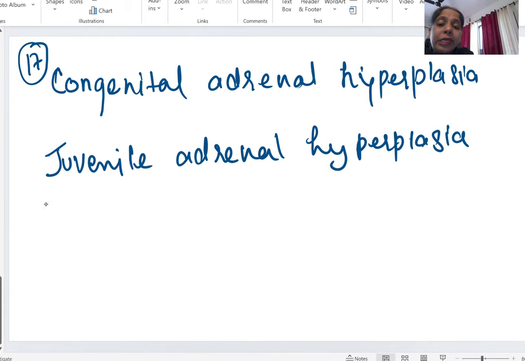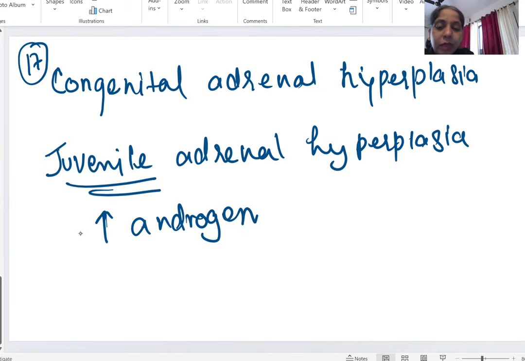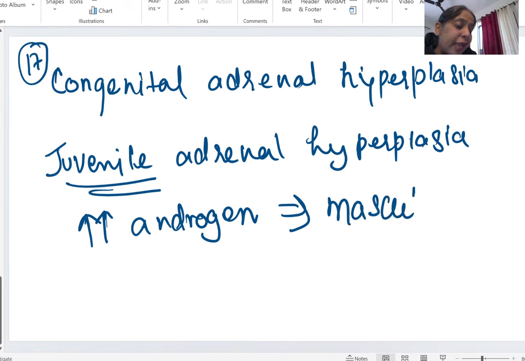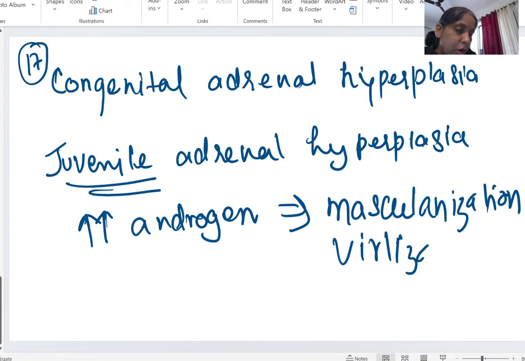But now in the juvenile age, this girl will have an excess of androgen, which will cause masculinization or virilization of that female: clitoromegaly, hirsutism, irreversible hirsutism. So juvenile adrenal hyperplasia is also known as virilizing adrenal hyperplasia.